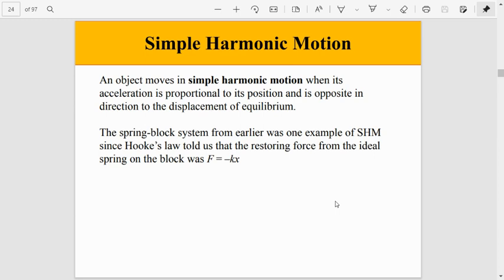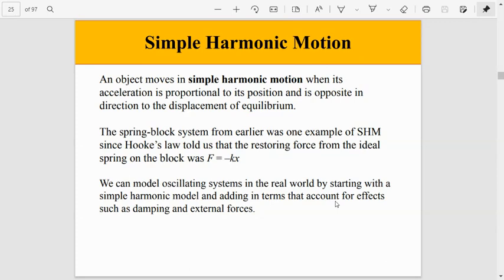So we have already seen this in the spring block system, where Hooke's law described that the force, and therefore the acceleration, is always in the opposite direction to the displacement. So it's proportional to displacement, but also there's a negative sign in the formula, meaning that it'll always point the other way.